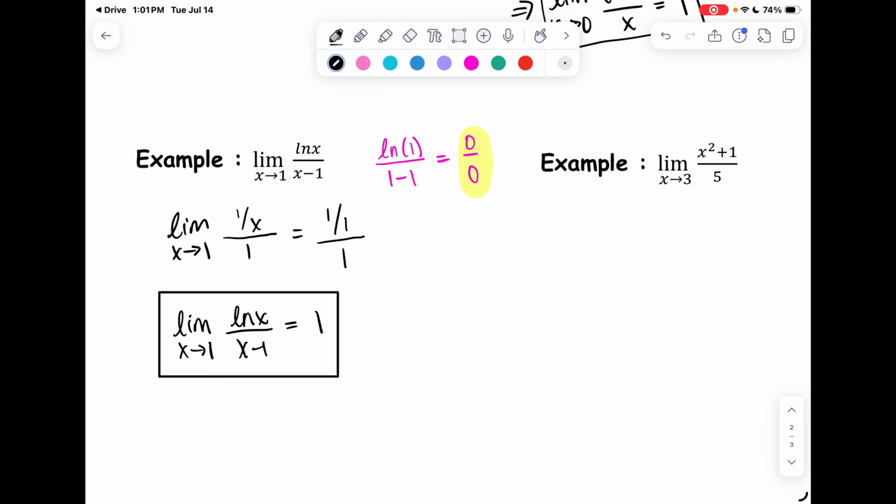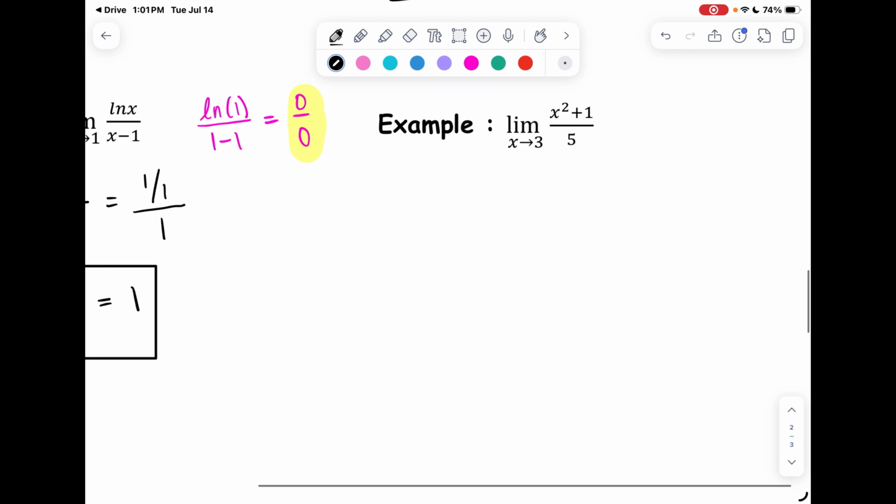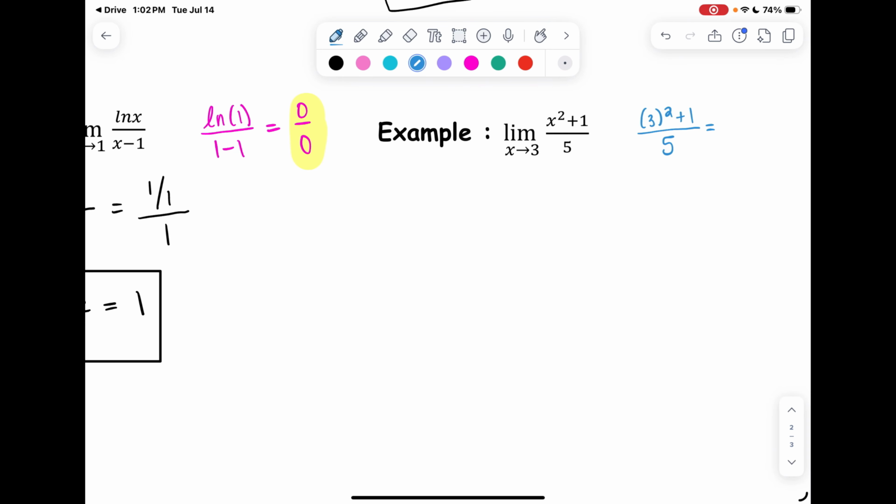Because we had that indeterminate form originally, we were then able to use L'Hopital's rule to actually evaluate the limit. If we move on to this example on the right, we're going to follow the same process. We're going to directly substitute and see if we can use L'Hopital's from there. When we directly substitute, we end up with 3 squared plus 1 over 5. 3 squared plus 1 is going to end up equaling 10. So we're left with 10 over 5, which simplifies to 2.